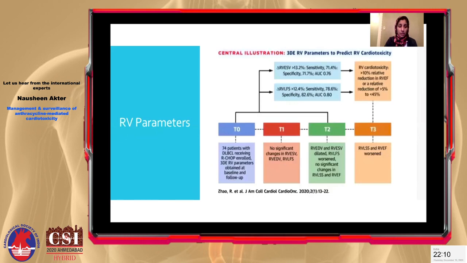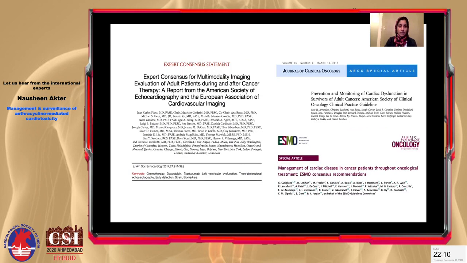Anthracyclines can also affect right ventricle parameters, as shown in this study of 74 patients with diffuse large B-cell lymphoma being treated with R-CHOP. There were changes in RV strain that occurred before changes in RV ejection fraction. These three consensus and guideline statements can help us determine how to monitor these patients.